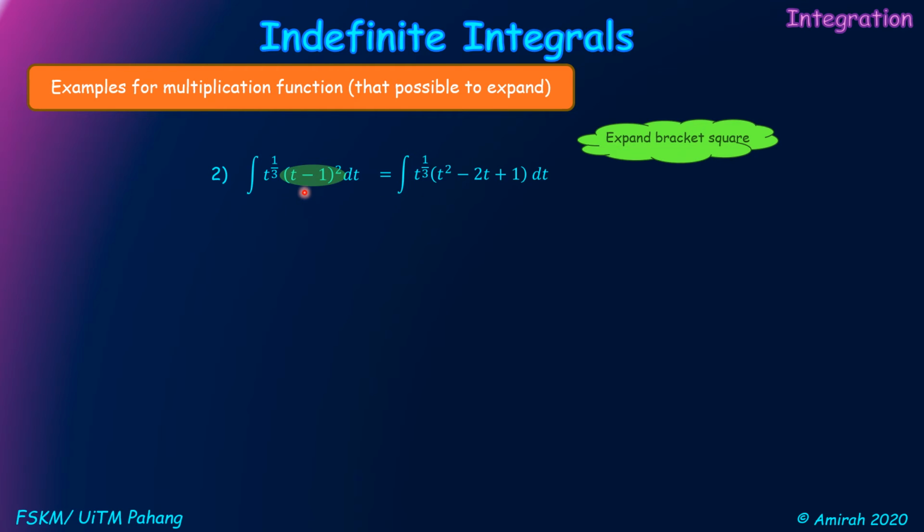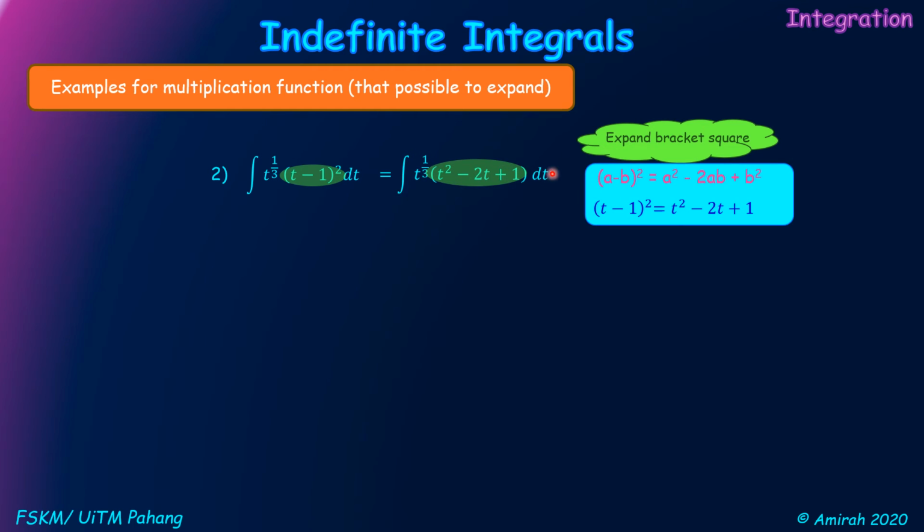When we integrate (t minus 1) squared, we use this formula: (a minus b) squared equals a squared minus 2ab plus b squared. From here, our a equals t and our b equals 1. So when we expand, we have t squared minus 2 times t times 1, so we get minus 2t, and then plus b squared, so plus 1 squared equals 1 here.